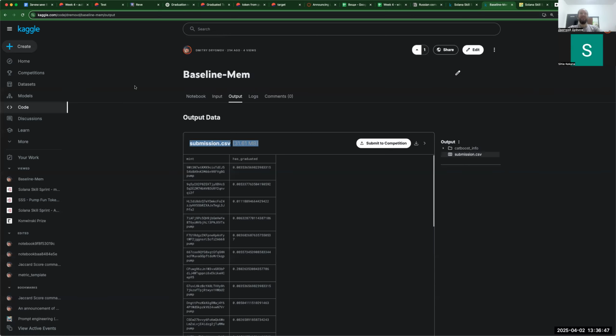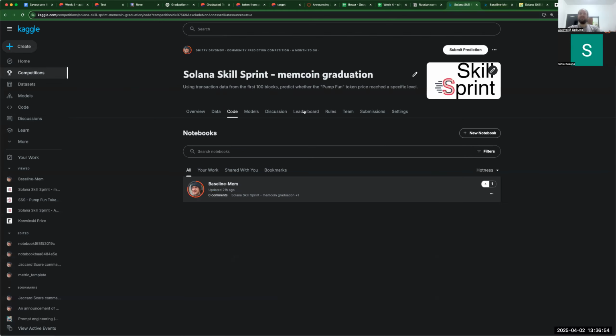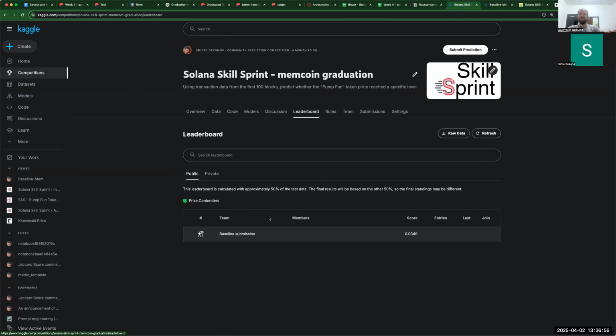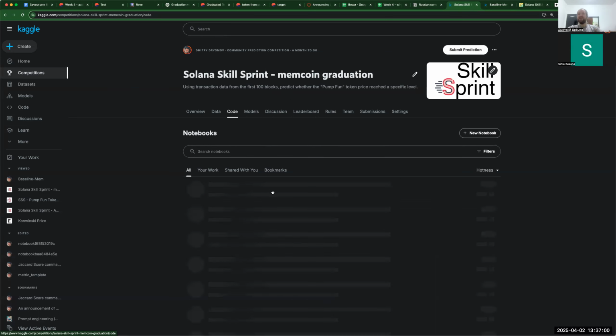And this is exactly how the leaderboard looks in this competition, so now there's only one solution, the baseline submission. Of course, you can base your solution on the baseline, but it's very basic. So you probably will move very far from it, even in the first few hours.